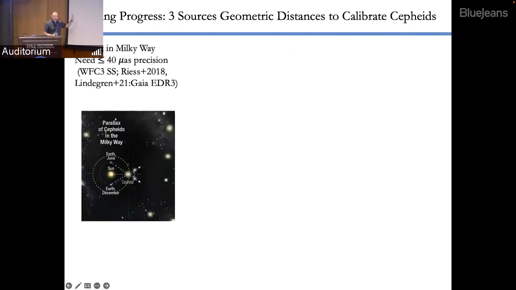All right, so I'm going to briefly walk you through the distance ladder if you haven't seen it in a while. There's been great progress in the first rung. The first rung is where you use geometry to calibrate Cepheid variables.